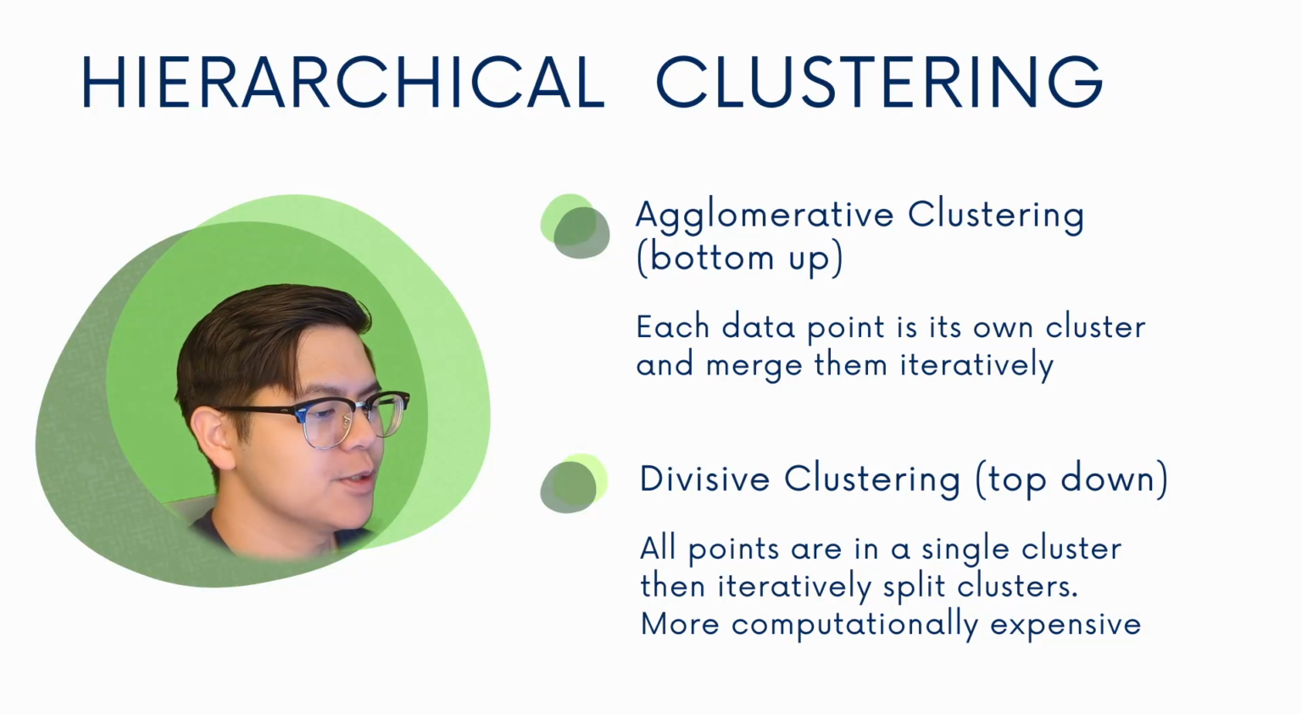There are two types of hierarchical clustering, the first being agglomerative clustering or bottom-up. Each data point is treated as its own cluster, then merged iteratively. The second is divisive clustering or top-down. All points start in a single cluster and then are iteratively split.